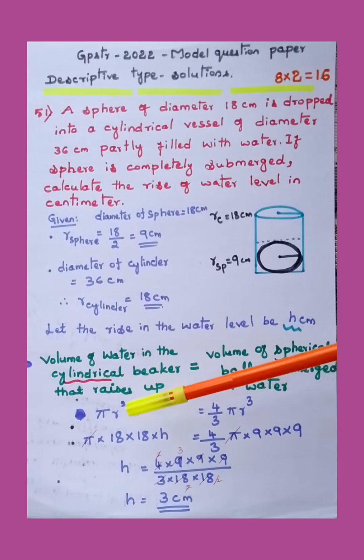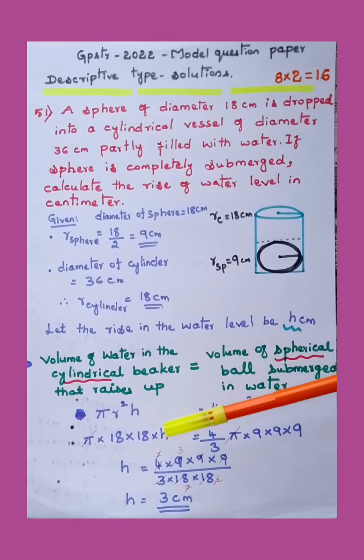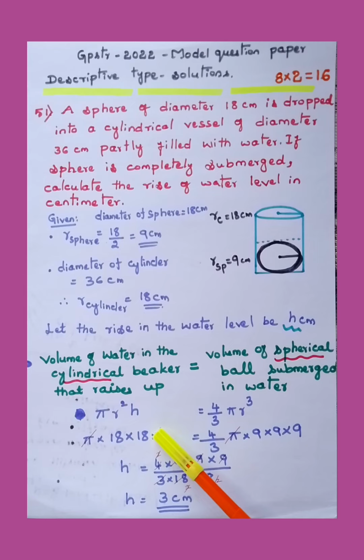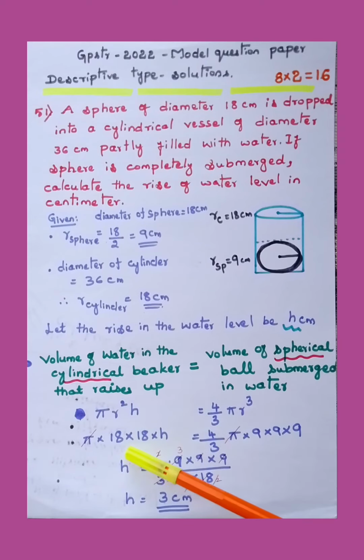Substitution is very important. And r value is 18 for cylinder. Don't get confused and substitute this first value here. Be a little patient and then substitute 18 into 18 into h, which is equal to 4 by 3 pi into 9 into 9 into 9, 3 times r. Then pi on both the sides you can cancel it, and then only h value we need. Rise in water level we have to calculate. Then take all this number to the denominator, which is equal to 4 into 9 into 9 into 9 divided by this 3 is already here, 18 by 18.